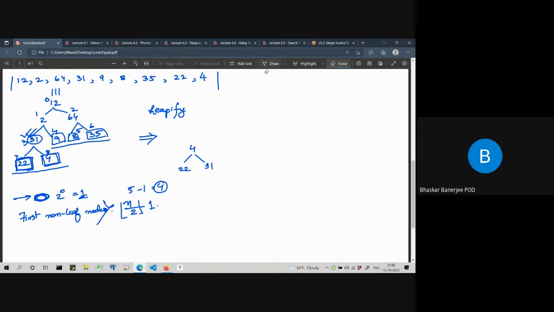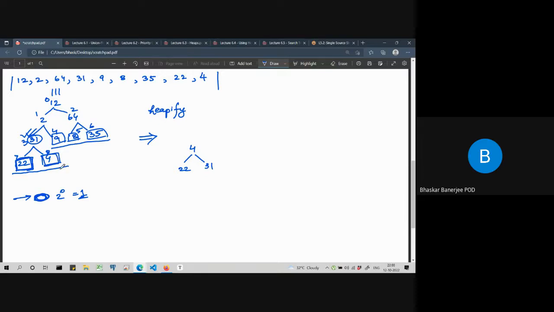Okay, let me just go back to this part where we were checking the heap. We swapped 31 with 4 because 4 is the minimum element. Heapify, same heapify. There is nothing different that we are doing. So 4, 31, 22, we do that. And after that, what do we do? Here we are only applying it on the first node. So that's the whole idea.